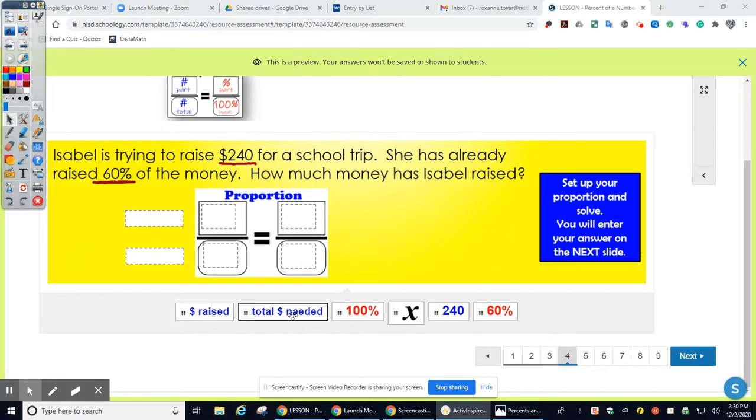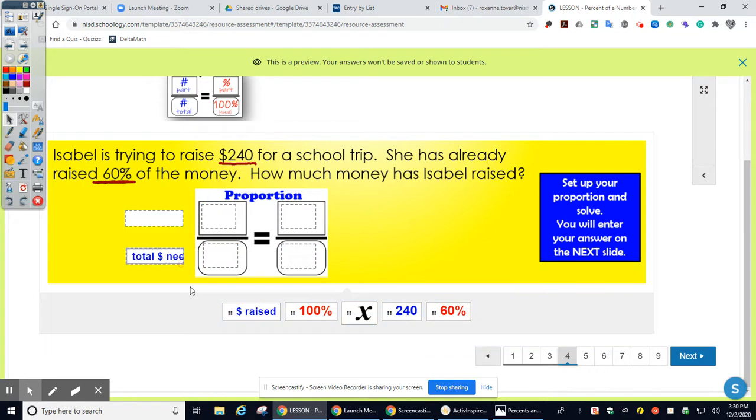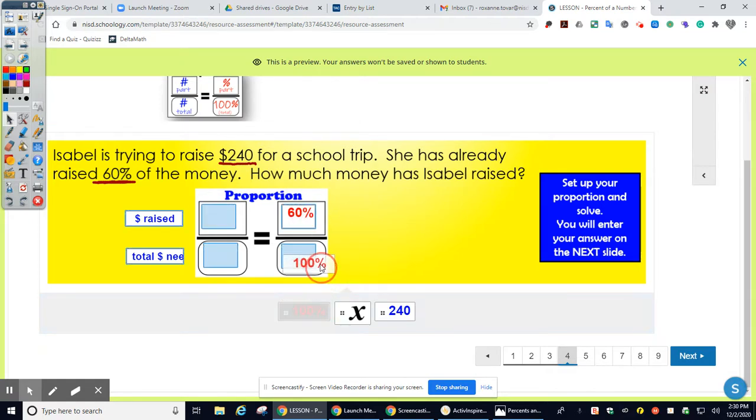All right, so we know the total's always going to go on the bottom. Okay, so I'm going to put my total number needed at the bottom here. And then this is how much money she raised. Those are the two things we're comparing. I'm going to start with my percent side because that's a little bit easier. I see 60%, so we know that the percent is going to go on the top part of the second ratio, and we know percent is always going to be out of 100. So we're going to put 100 on the bottom.